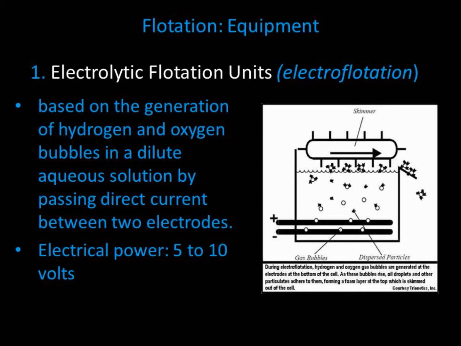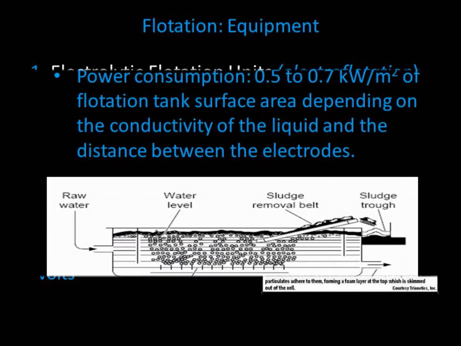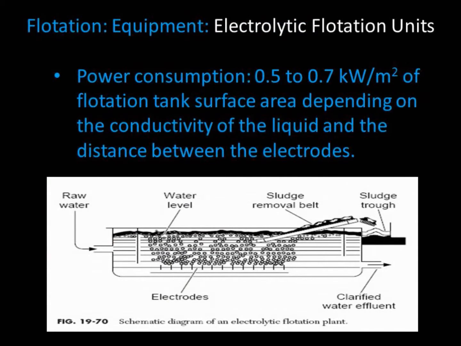Electrical power to the electrodes is supplied at a low voltage potential of 5 to 10 volts. The power consumption is in the range of 0.5 to 0.7 kilowatt per square meter of flotation tank surface area, depending on the conductivity of the liquid and the distance between the electrodes. Such a unit produces approximately 50 to 1 of gas per hour per square meter of tank area. The picture below this slide is a schematic diagram of an electrolytic flotation plant.